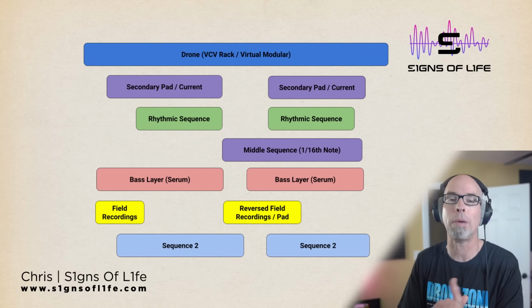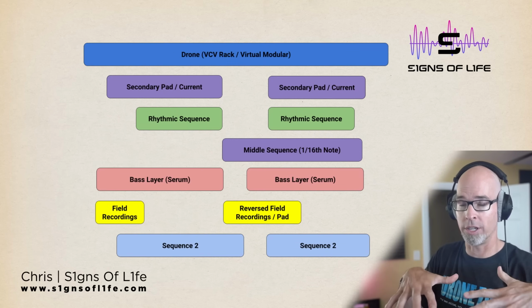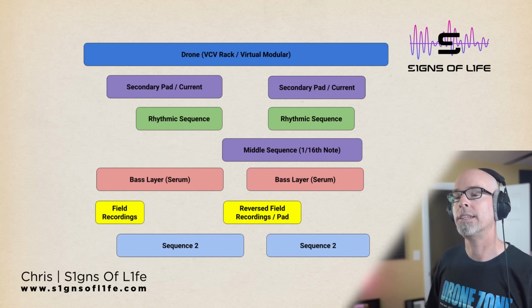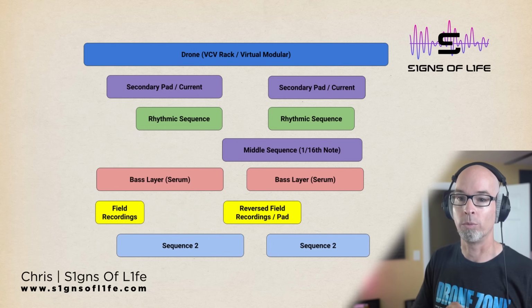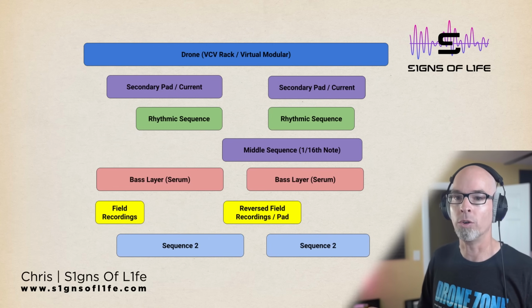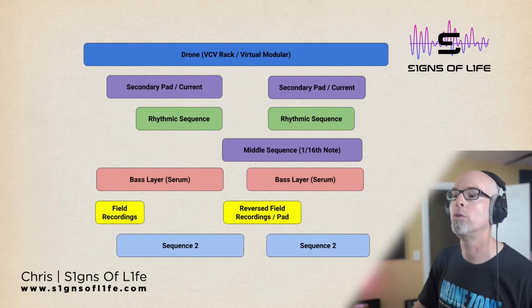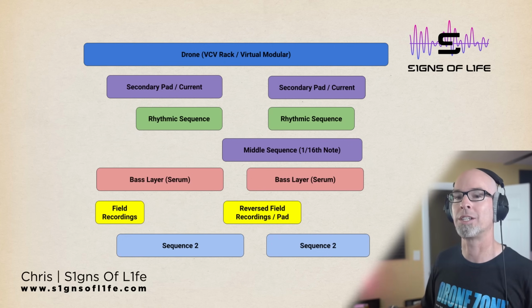Okay, let's go back to our PowerPoint. So we just created the secondary pad, and that was great. But now we need to ground ourselves. We need to ground the whole track, right? So let's now shift over and do a bass layer with Serum. Now, again, you don't have to use Serum. You can use Vital here. You can use anything you want. But we're going to set the tone here and then start building the rest of our track on top of it.